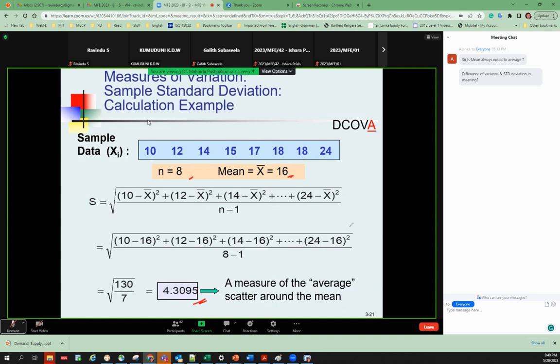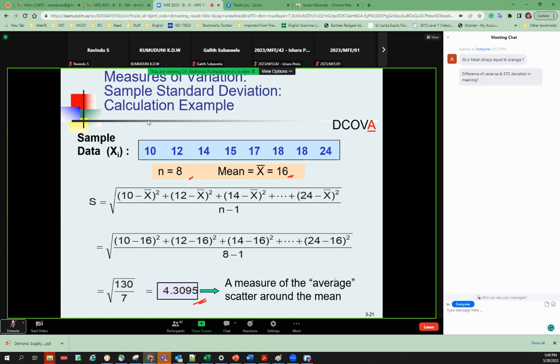I think you can understand how to manually calculate variance and standard deviation. The square root of variance is the standard deviation. It is a measure of the average scatter around the mean.